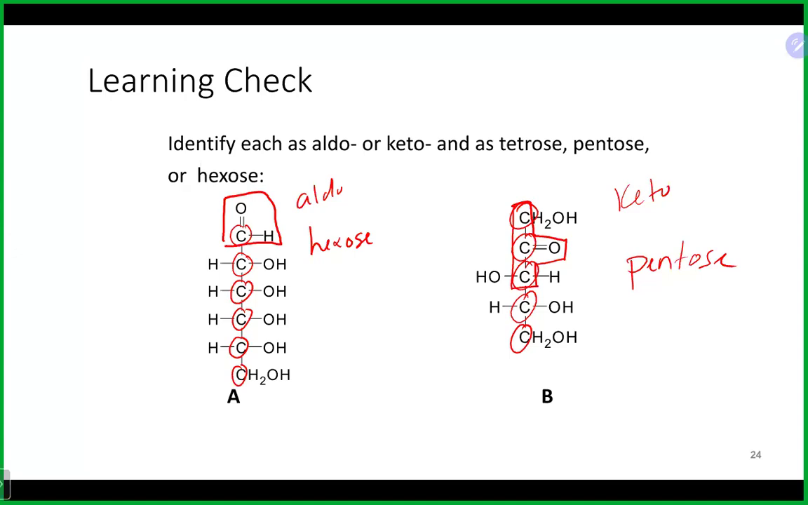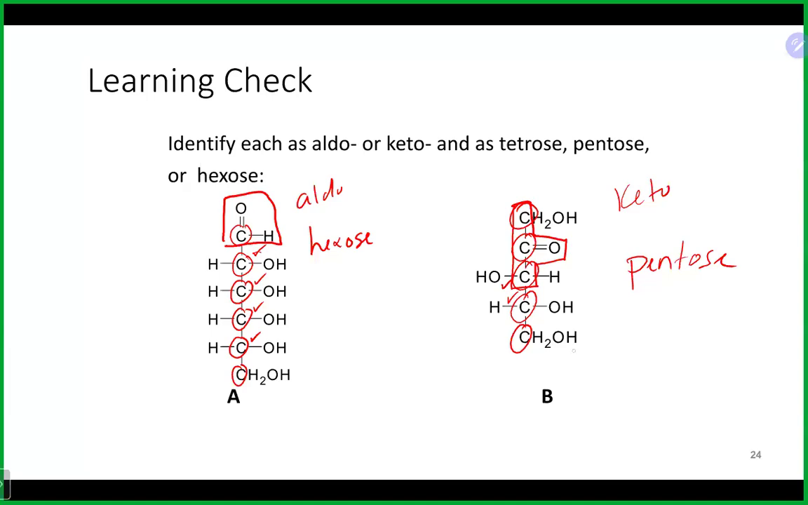It does have 4. So this one, this one, this one, and this one. And the one on the right has just 2, which is this one and this one. Those are the 2 chirocarbons, I guess. Any questions?